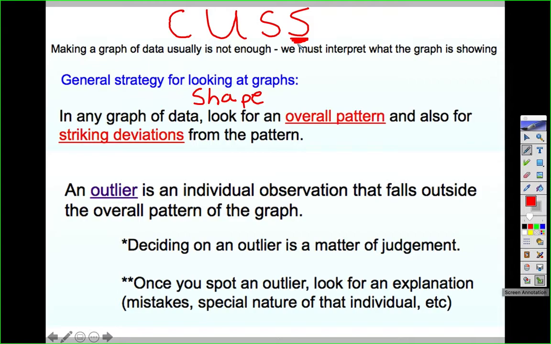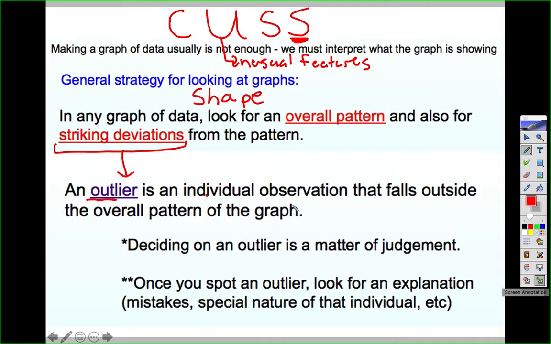When we look at a graph, we're going to look at a bunch of graphs this chapter. We're going to start by describing that distribution. So we are going to look for the overall pattern and striking deviations, meaning we are going to look for the shape and striking deviations. That word is going to be linked to outliers, or what we are going to call unusual features. Unusual features of a graph. We're going to call it outliers. An outlier is an individual observation that falls way outside the pattern of the graph.